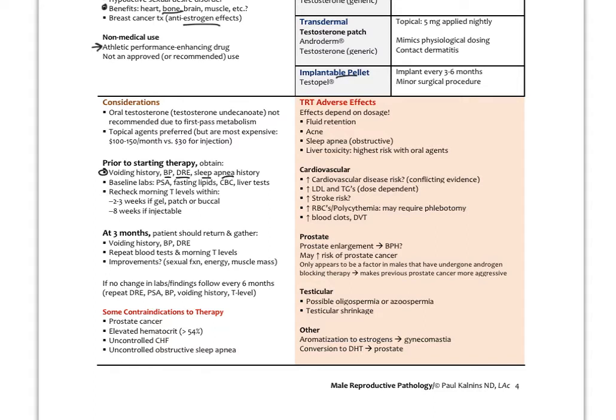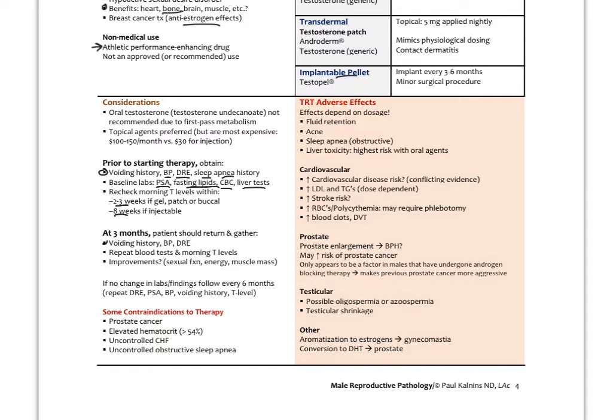Baseline labs would be to get a PSA, the prostate-specific antigen, fasting lipids, because too much androgen can actually drive up the LDL and increase cardiovascular risk, a CBC, and that's because androgens will increase hematocrit, and then liver function tests. And then we want to recheck the morning testosterone levels after starting therapy, usually within 2 to 3 weeks if it's a gel, a patch, or if it's the buccal form, or 8 weeks if it's the injectable form of testosterone.